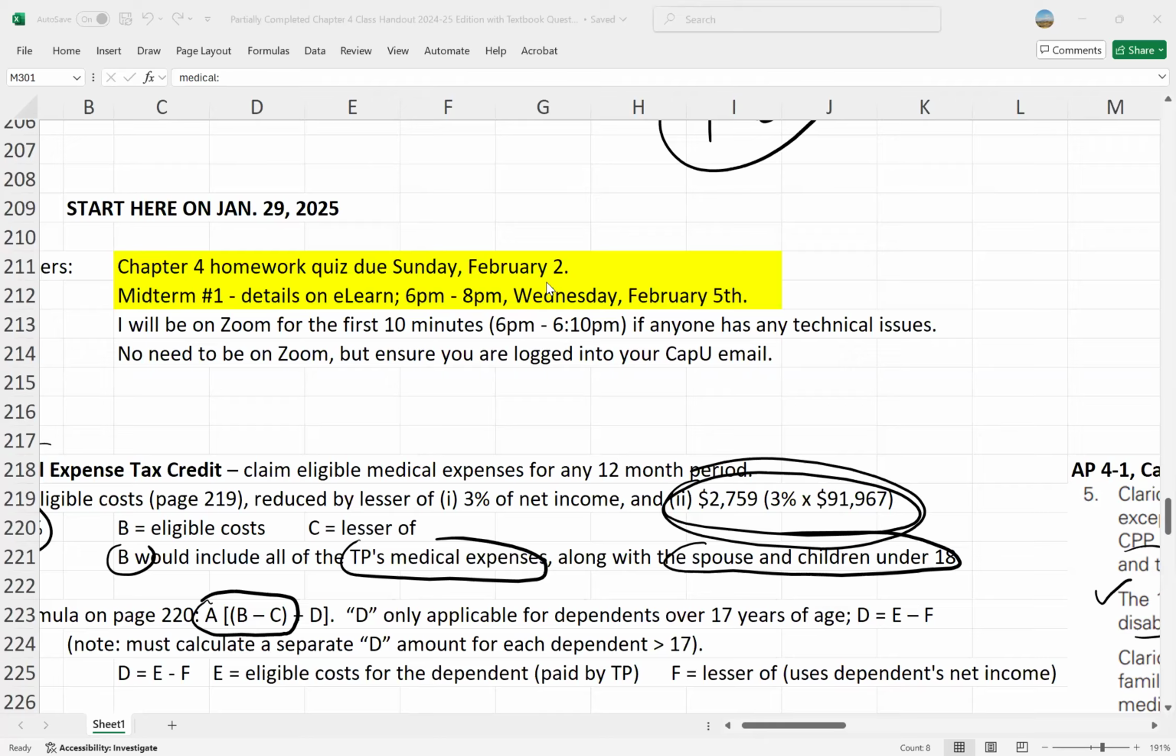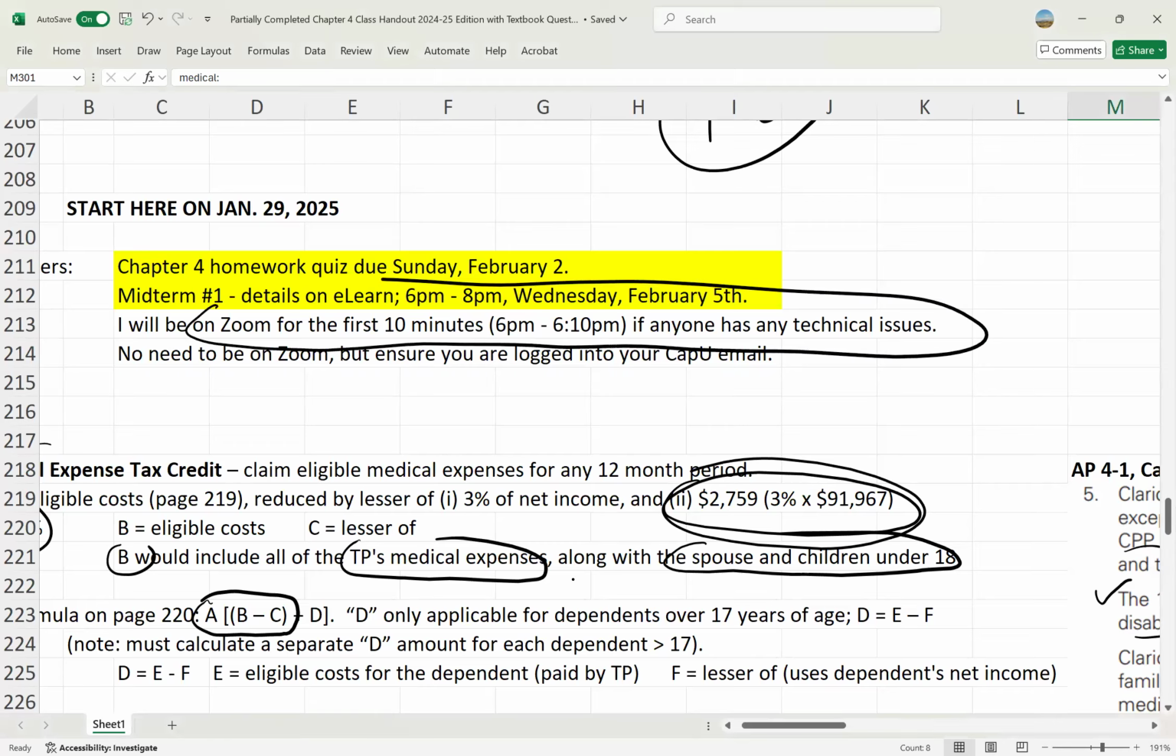And as I mentioned here on the screen, I will be on Zoom for the first 10 minutes. So if you have any technical issues, just hop onto Zoom and we can try to figure it out. But there shouldn't be any technical issues. All the years that I've done eLearn exams online for online classes, there's never been any technical issues with eLearn. But I will be on Zoom for the first 10 minutes.